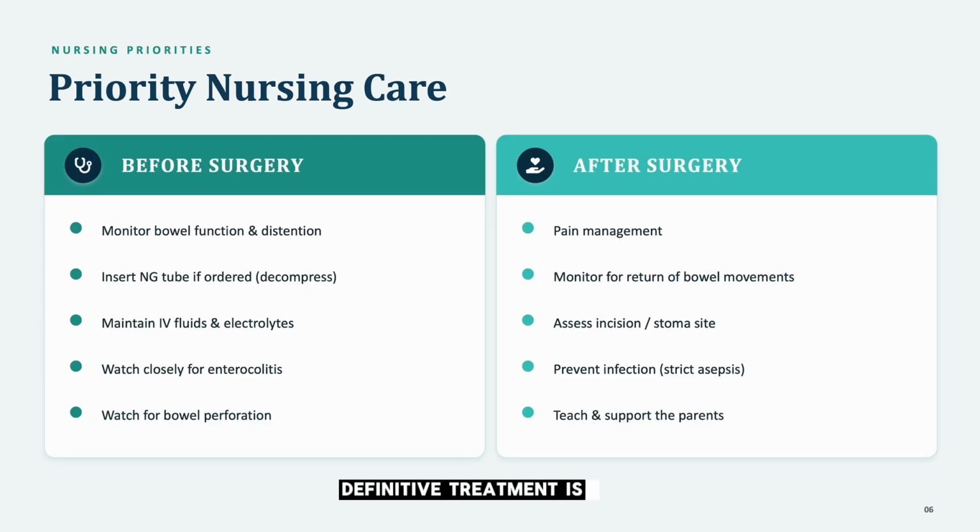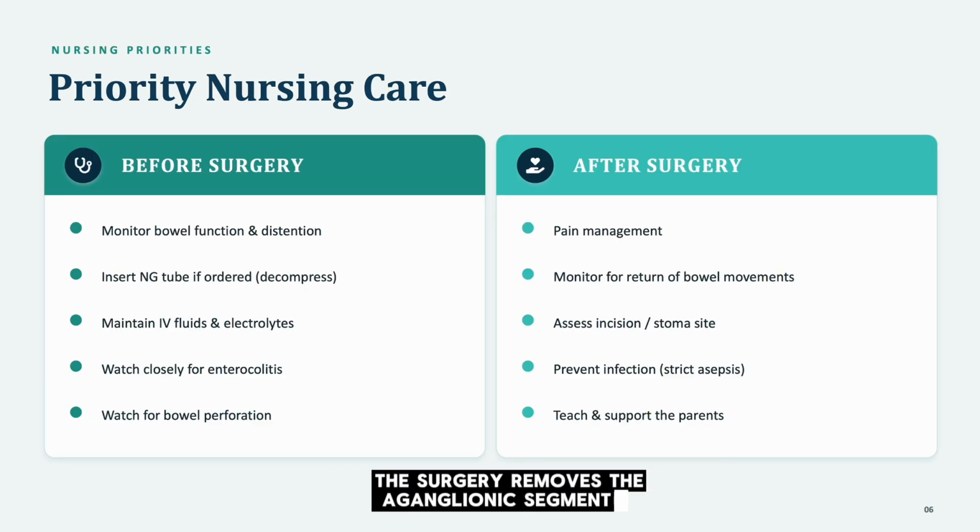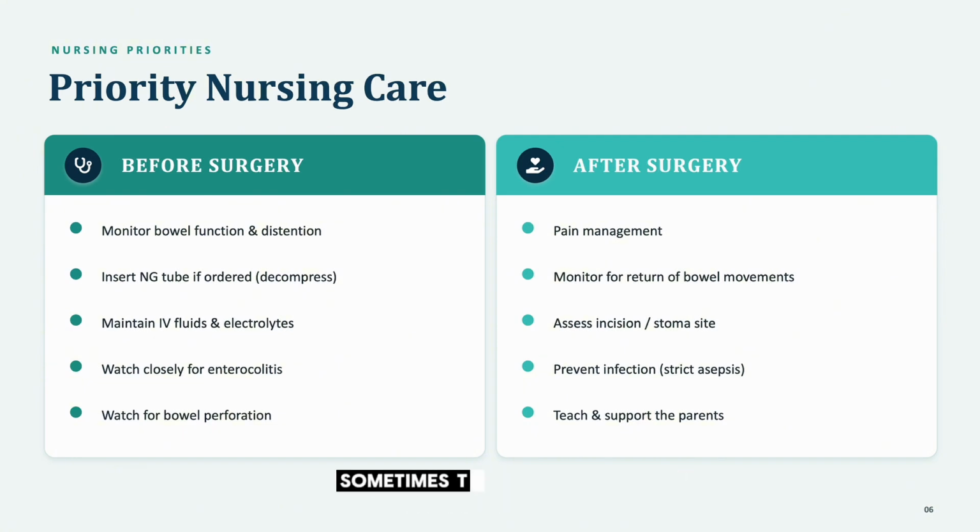Definitive treatment is surgery. The surgery removes the aganglionic segment and pulls healthy, innervated bowel down. Sometimes there's a temporary colostomy first. Your job as the nurse wraps around the surgery. So let's split it into before and after. Before surgery, you're stabilizing and preventing disaster. Monitor bowel function and measure the abdomen. Rising distension is a warning.